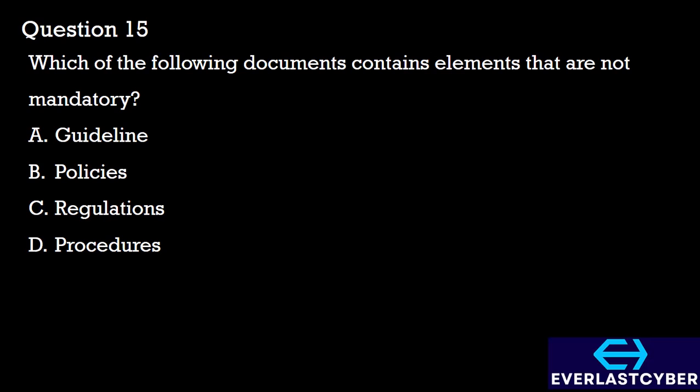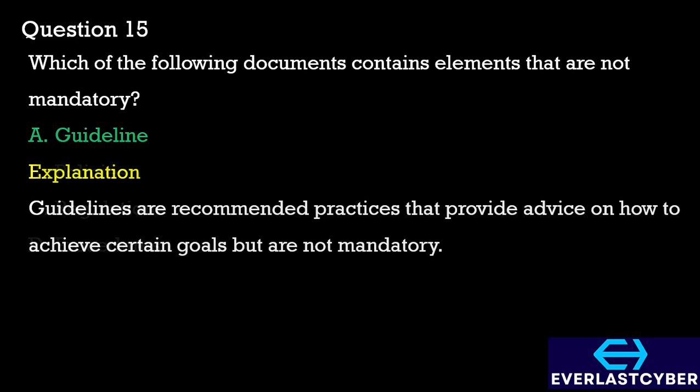Regulations are rules that are enforced by an authority, like a government or a regulatory body, and they are mandatory. Procedures are detailed steps that must be followed in order to accomplish specific tasks. They are mandatory and they ensure consistency on how the tasks are performed. So we'll be going with option A. Guidelines are not mandatory. They are flexible and they can be adapted to different situations.